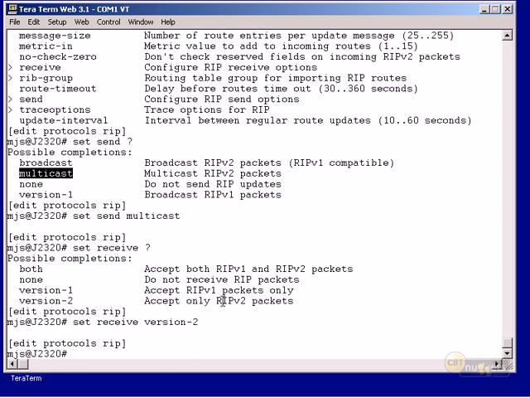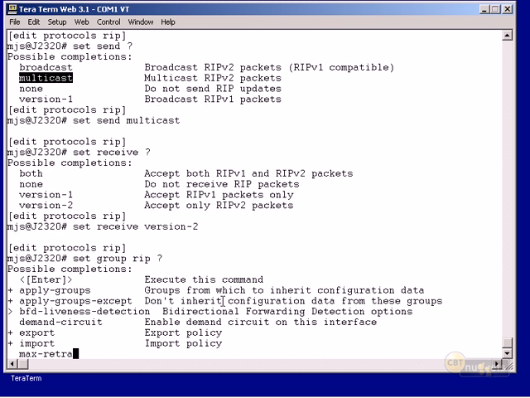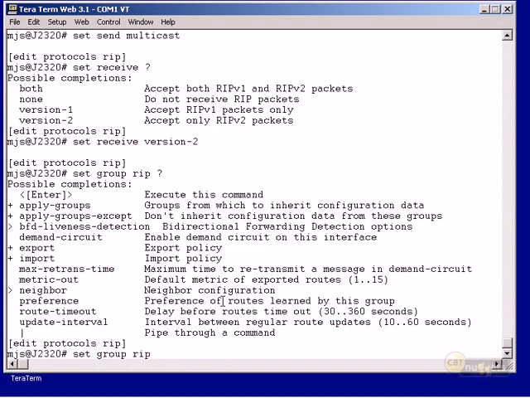Okay, so there are two things you want to do right off the bat. What are we going to send? What are we going to receive? Now we could say we want to do some group options. We could say set group RIP and do a question mark here, and this is where we can see the actual options as well.